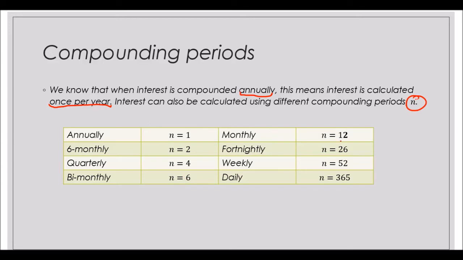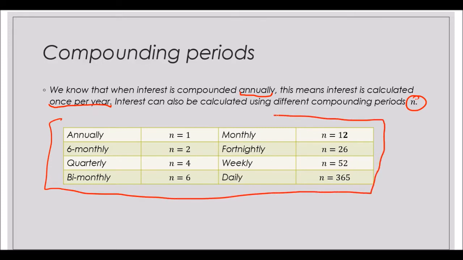Monthly means 12 times a year because there's 12 months in a year. Fortnightly means 26, because there's 26 fortnights in a year. Remember, fortnightly means every 2 weeks. Weekly, obviously 52 weeks in a year, and daily 365 days a year. So you'll need to refer to this when you come across multiple compounding periods per year. So I would recommend that you put this in your notes, so you can understand what to put for your number of compounds, the letter N. Okay?